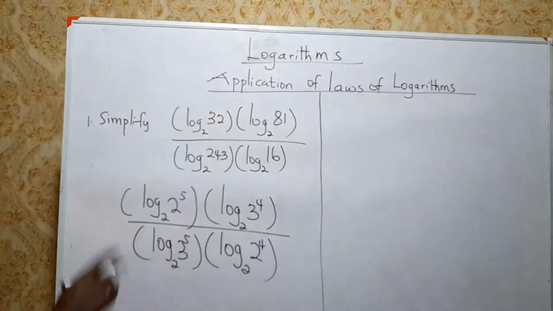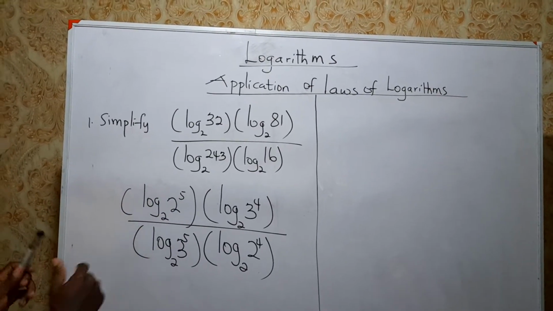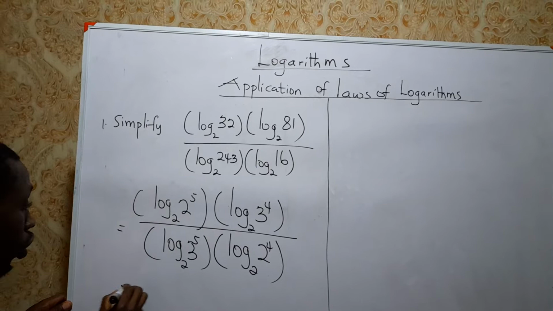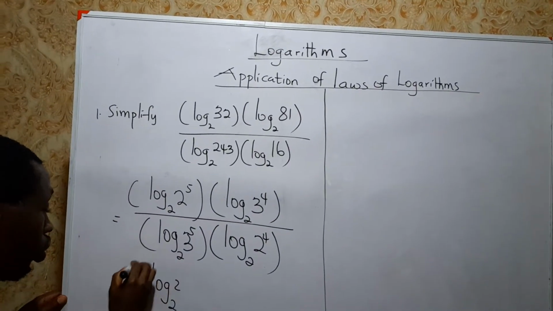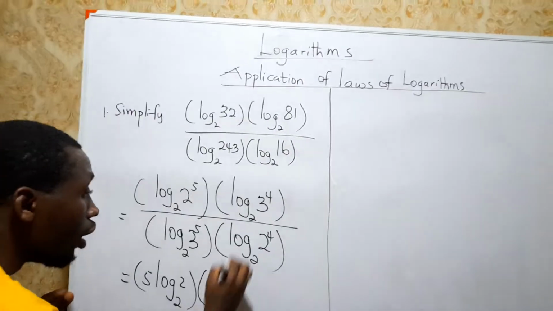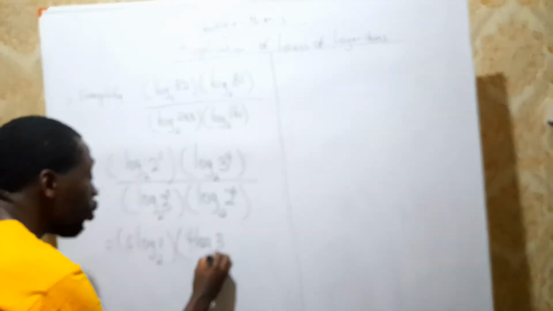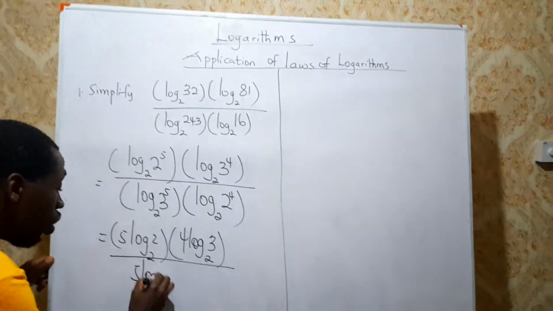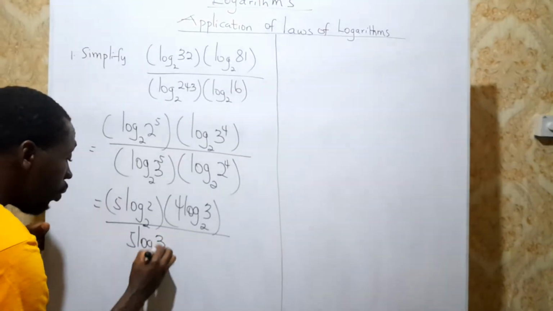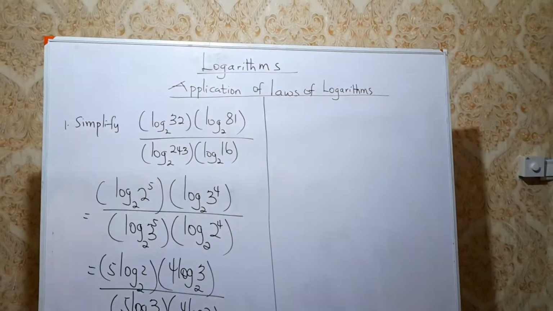So what do we do now? We apply the third law. The third law, we can drop off the exponent, if you remember that. So this will be equal to 5 log 2 base 2 times 4 log 3 base 2, over 5 log 3 base 2, then times 4 log 2 base 2.